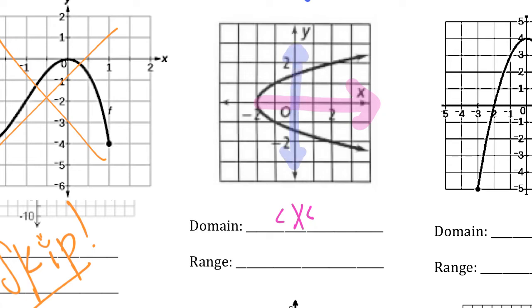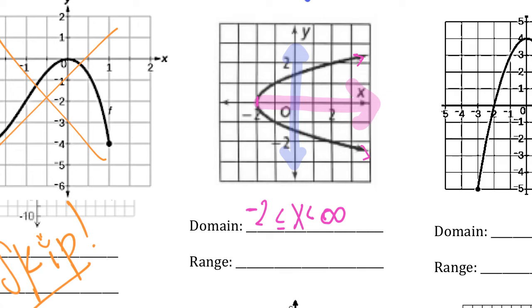When we look at our domain, we look at the farthest left that the graph goes. The smallest x value that the graph takes on is -2. It includes it. You should put a line underneath it. When we look to the right, the graph doesn't stop at these endpoints. There's arrows on the end. So it goes forever to our positive x values, which we call positive infinity.